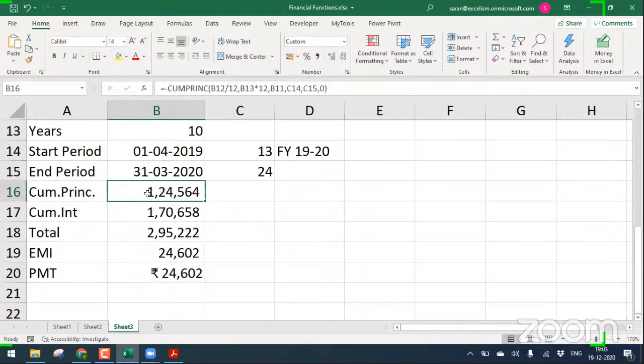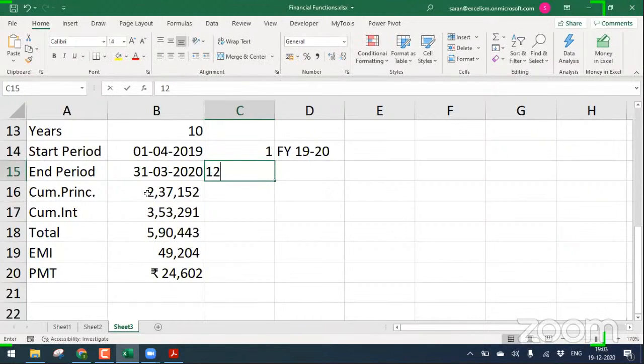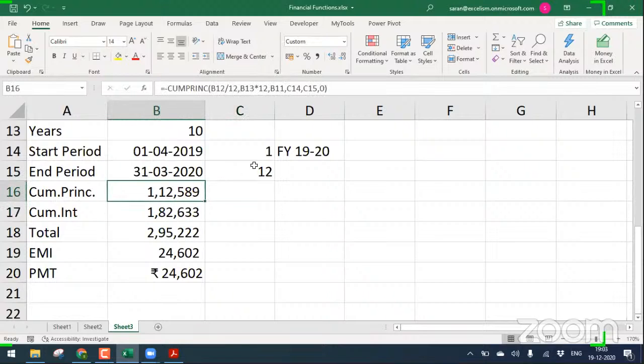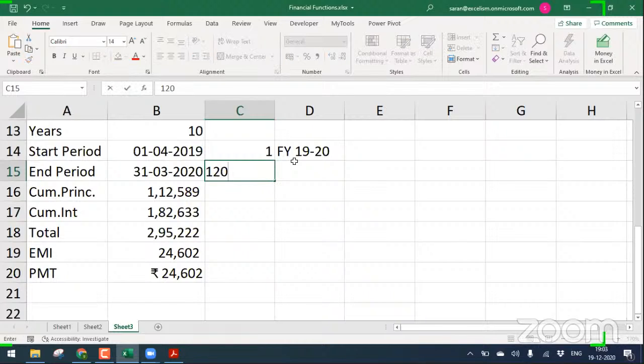That's the meaning of the cumulative principal. Now, if I keep here 1 to 12, from the first period to the 12th period, obviously in the initial periods your interest is more and principal is less. When I say 1 to 120, could you please tell me what will happen? Anyone put in the chat box? Obviously, he is going to pay 120 periods, from the first period till 120. The total principal will become 18,50,000.